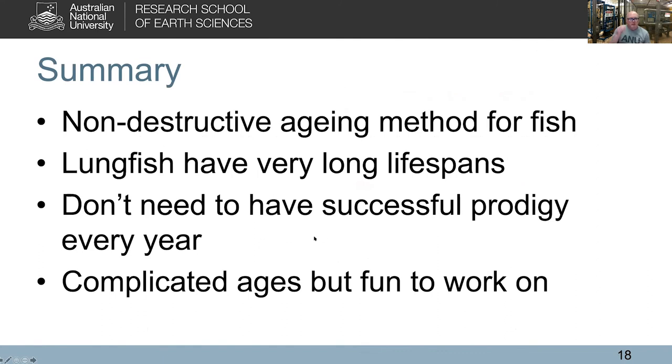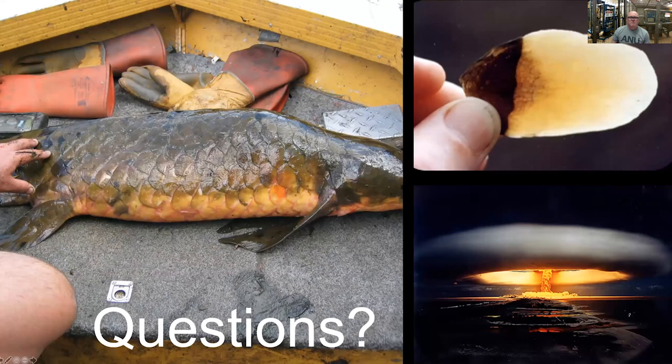So this is a different way of using radiocarbon dating, not in the strict archaeological sense, but in terms of looking at an ecological question. During this project, what was really important is that we developed a method that is destructive to a scale, but not to a fish. That's really important if you're looking at threatened species. We found that they do have very long lifespans. They don't have to successfully produce progeny, or a baby fish, every year. They're a complicated fish, but really quite fun to work on. So that's it for the lungfish.